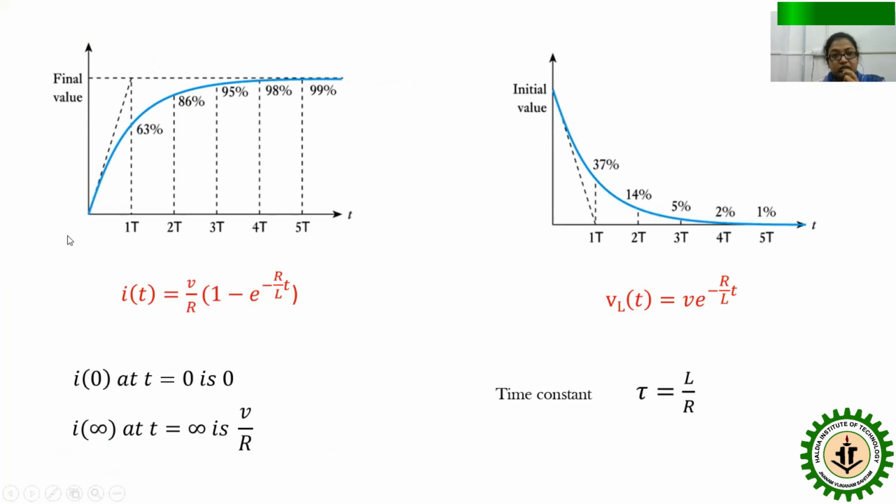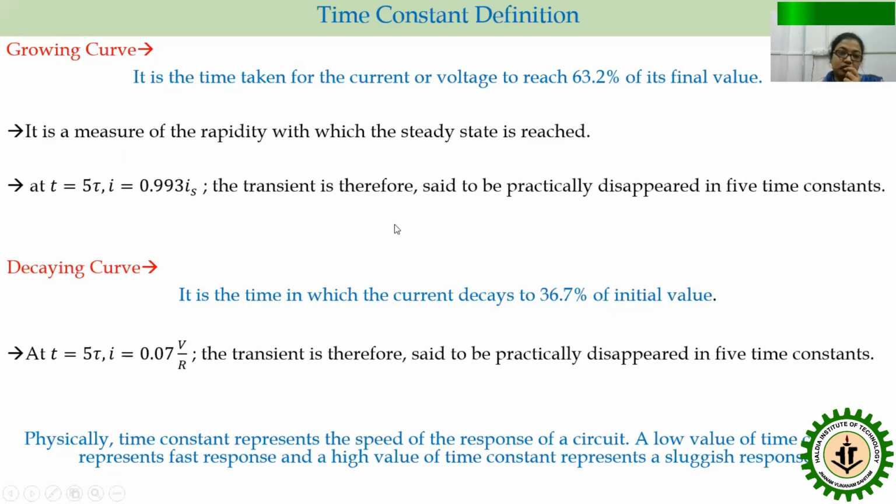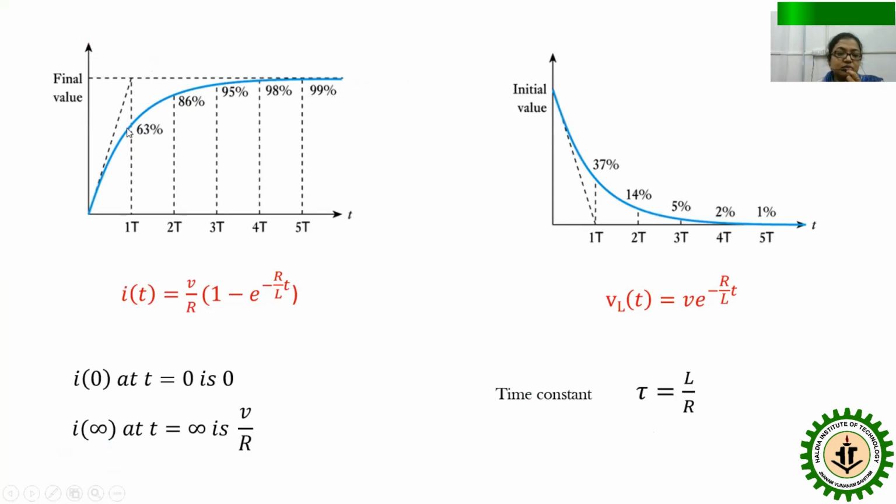Simple, for the RL circuit, this is the current curve, this is the voltage curve. Now from either curve you can find the time constant by using this definition. The definition is that it is the time taken for the current or voltage graph to reach 63.2% of its final value. This is the reason 63% is marked here and it is written 1 tau. Approximately, the actual value is 63.2.